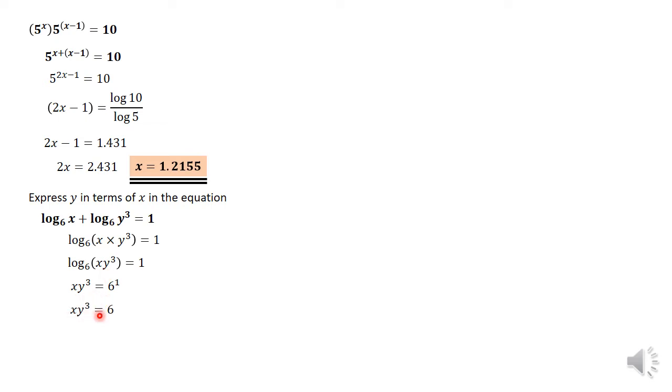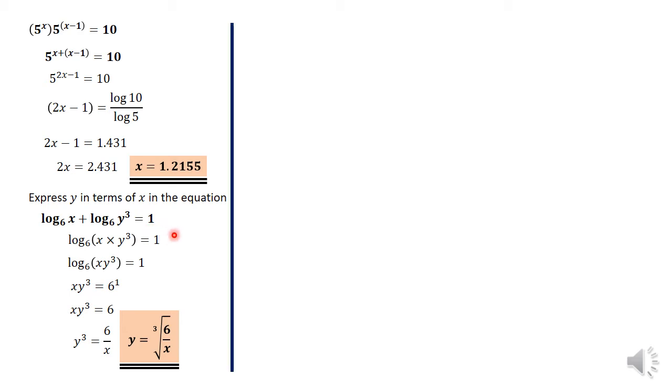Now, simplifying this, we divide both sides by x, we get y cubed is equal to 6 all over x, and therefore y is the third root of 6 over x, or if you like, the cube root of 6 all over x, and that is the answer for expressing y in terms of x in that given equation there.